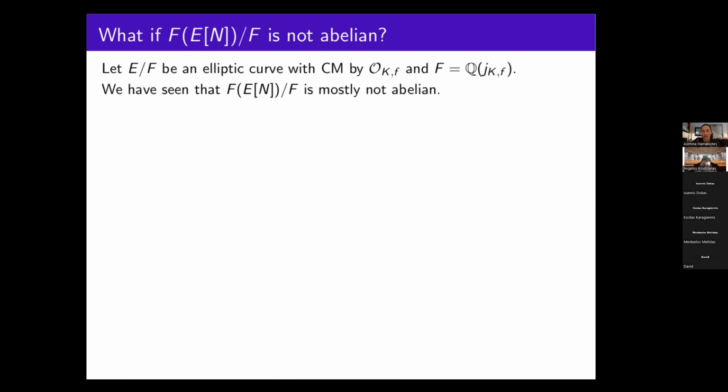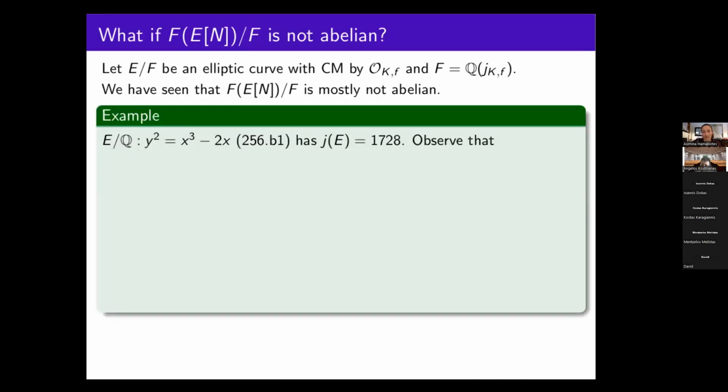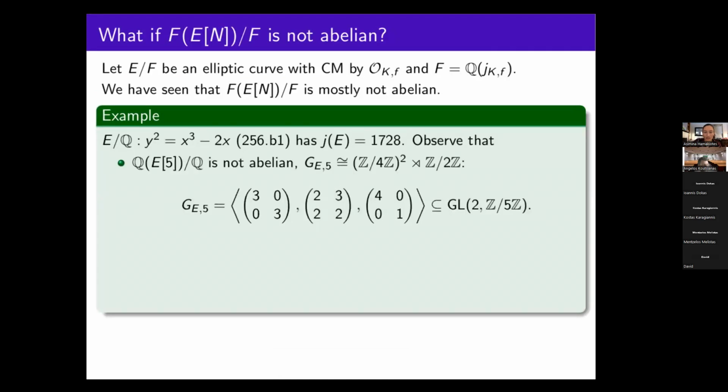So we've seen that this extension, F adjoin the n-torsion of E over F, is mostly non-abelian. If it's abelian, n can only be 2, 3, or 4, so it's mostly not abelian. For this curve, y squared equals x cubed minus 2x, which has j-invariant 1728, we can look at the 5-division field over Q. We get that G_E(5) is isomorphic to a semi-direct product. In particular, this group is the group generated by these three matrices, and we can even check using our condition that here we have C epsilon, and here we have something where 3 is a unit mod 5, so we can check it's not abelian.